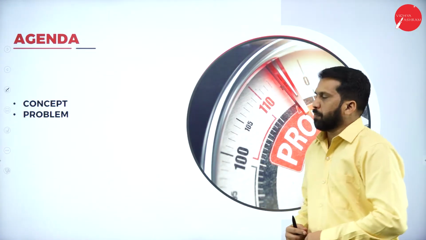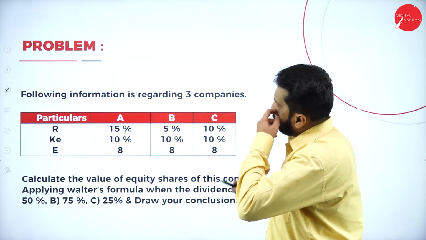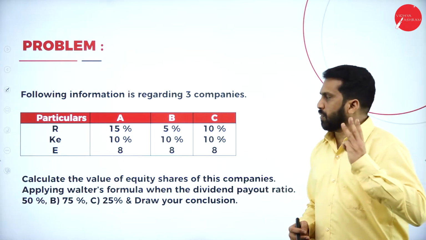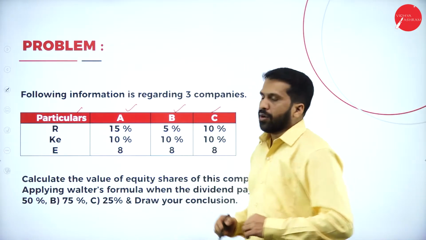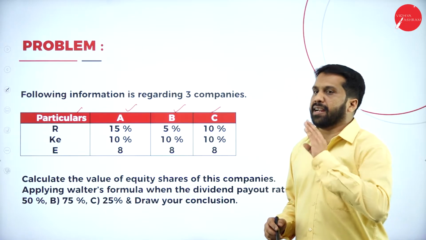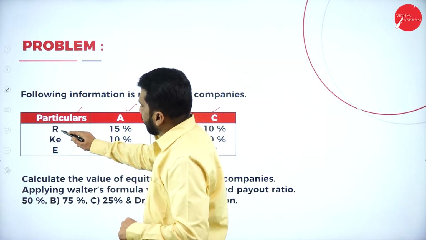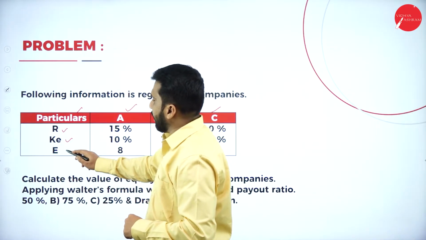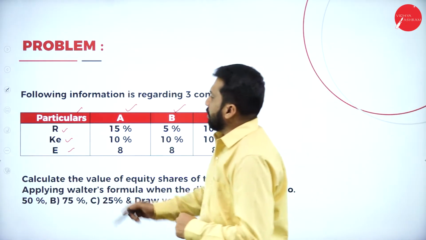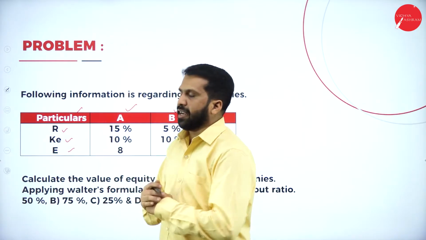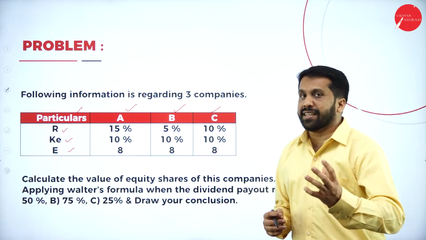The agenda will be very simple: concept as well as problems. The problem: following information regarding 3 companies, A, B and C. As per this, there is a rate of return, cost of equity, and the last one is earning. Again, I'll repeat: return, cost of equity and earning. Earning here is earning per share.